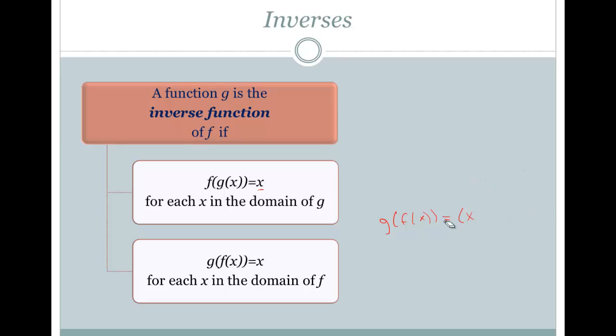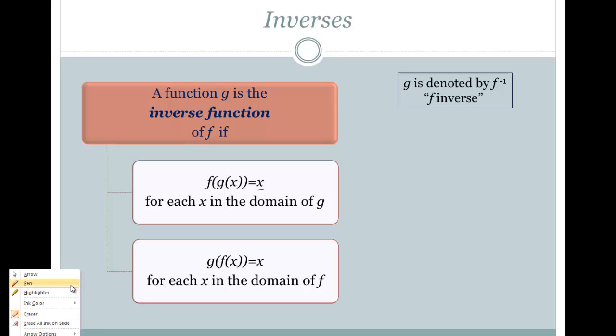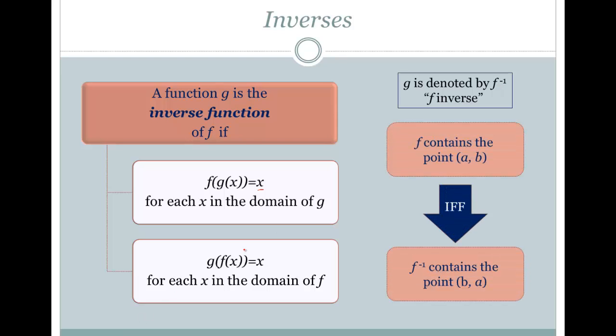Let me get this out of the way here. And what we're going to see here, let's bring this next part of it up, is that for inverses, we denote it f inverse with a -1 superscript up there. Okay, it's called f inverse. And a couple important notes: if the point (a, b) is on the graph of f, then the point (b, a) is going to be on the graph of f inverse. So this is an important concept, fellas.